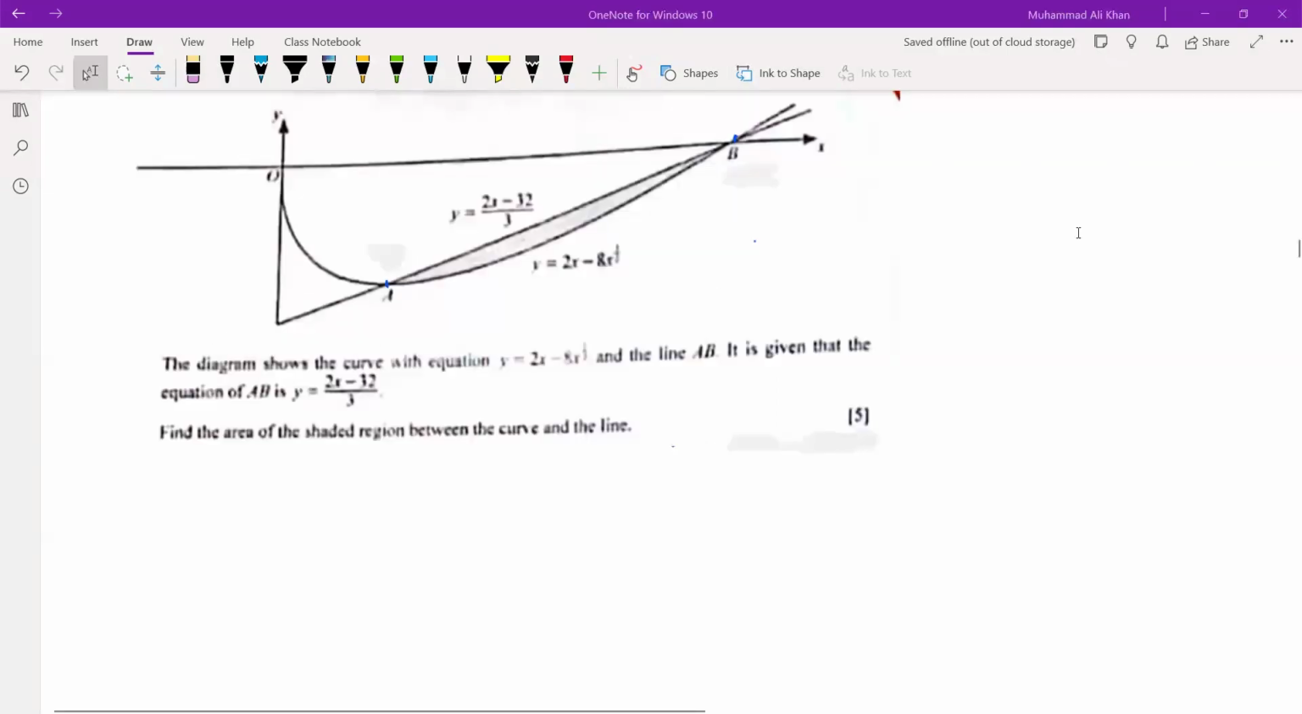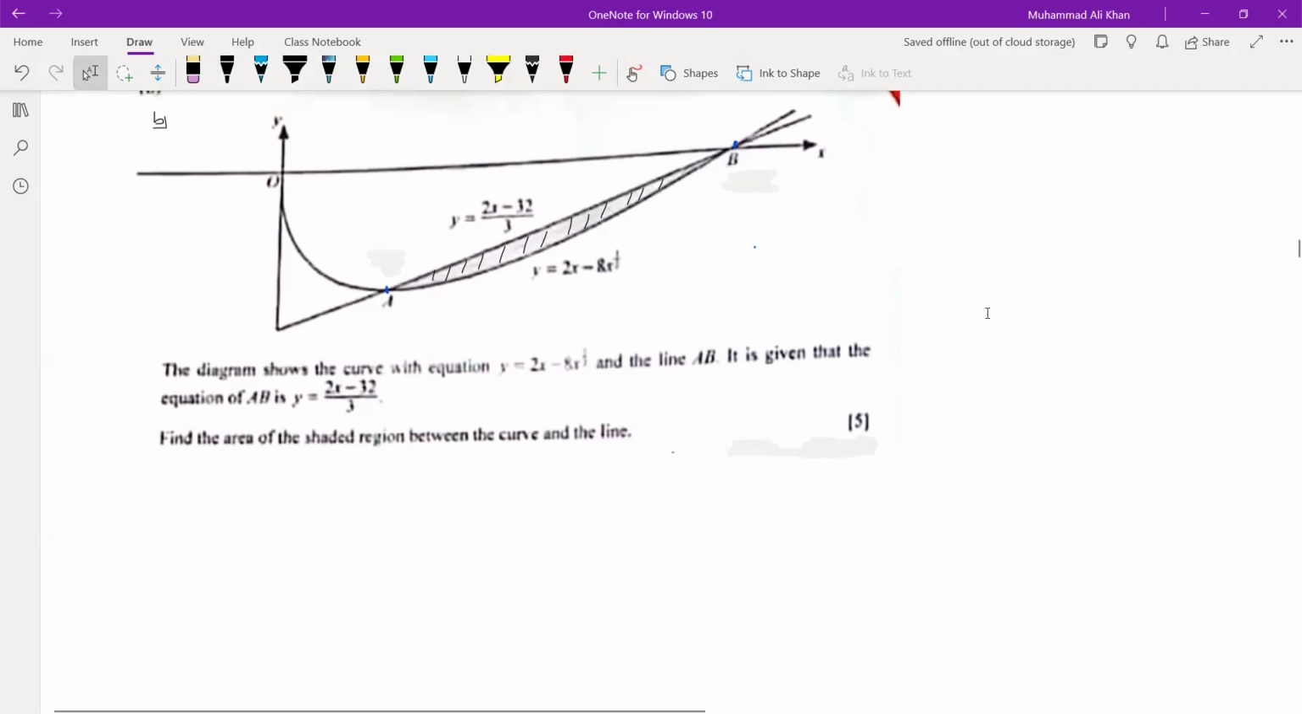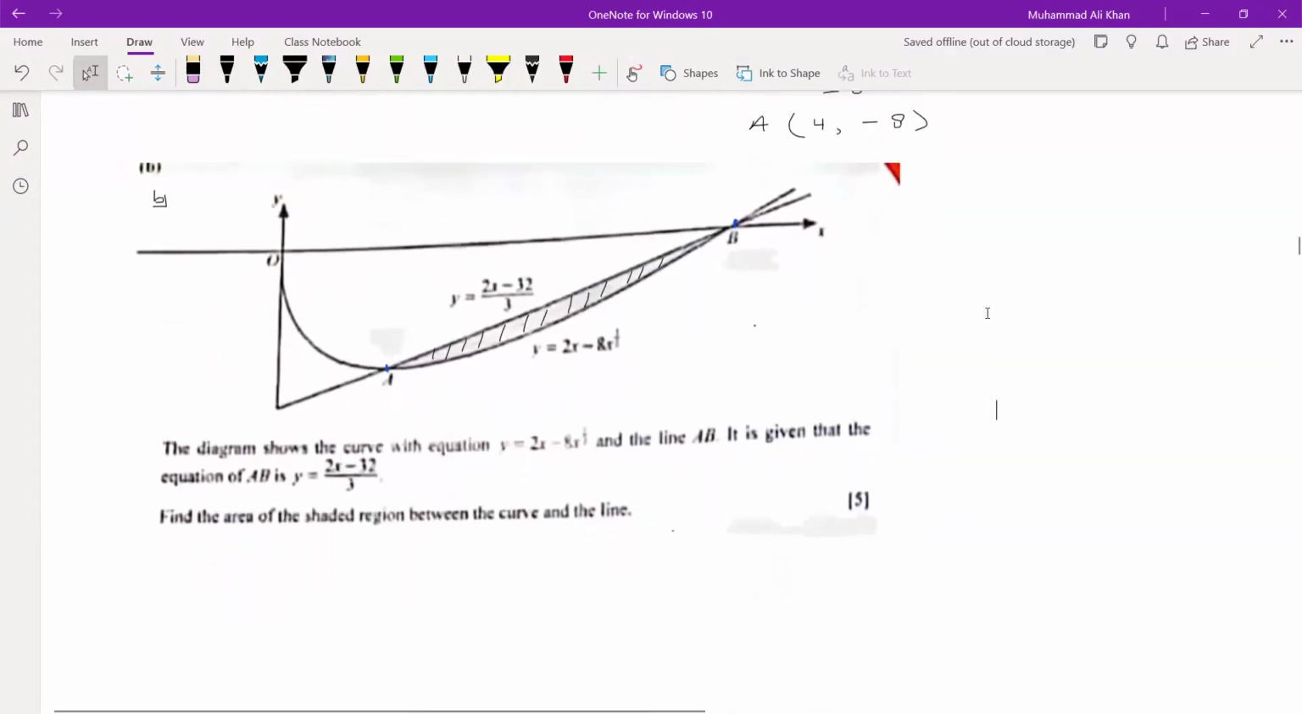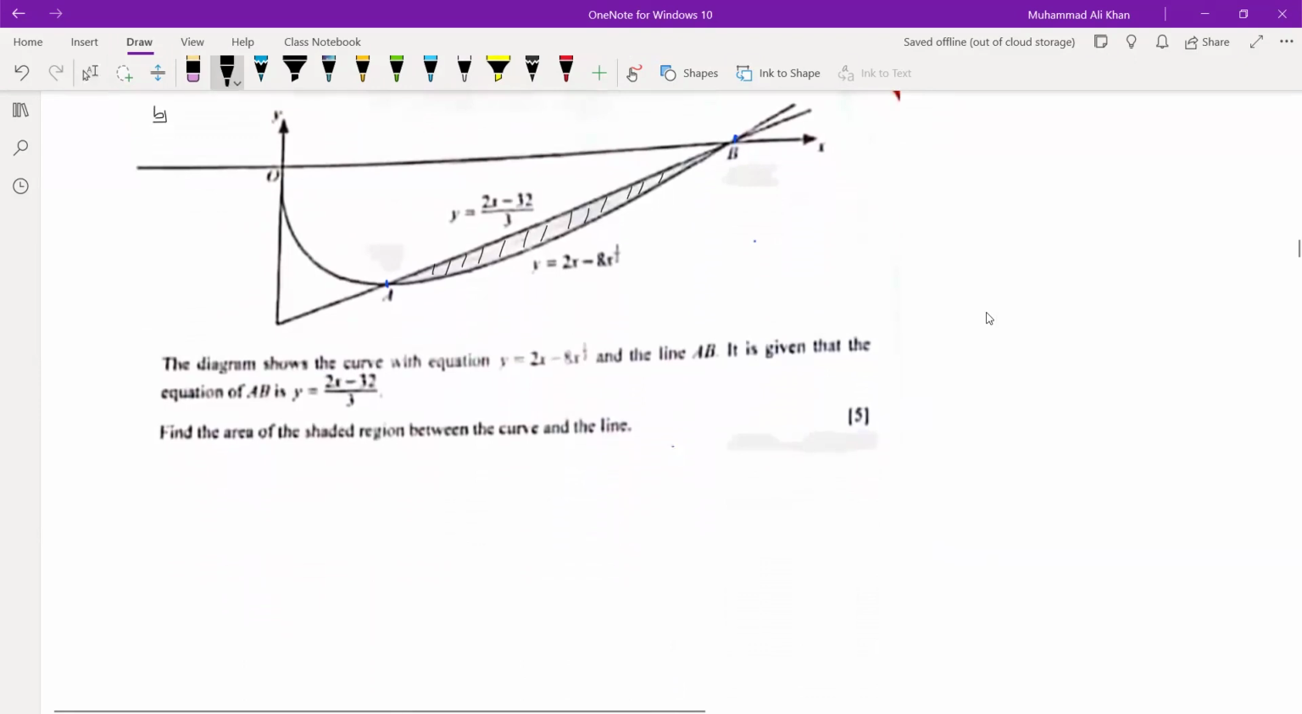Now guys, in part B of question number 6, we have to calculate this shaded area between the curve and a line. So now it's a question of integration. What is A? We calculated it in the previous part. The x coordinate of A is 4, and for B it is 16. So we have to integrate from 4 to 16.